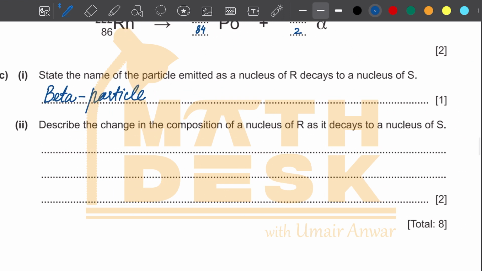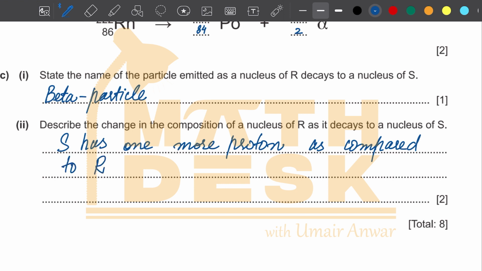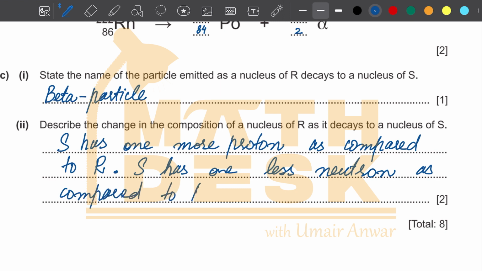Describe the change in the composition of a nucleus of R as it decays to a nucleus of S. So S has one more proton as compared to R, and secondly, S has one less neutron as compared to R. So this is the difference which is there between the nuclei of S and R. The question ends here with this part.